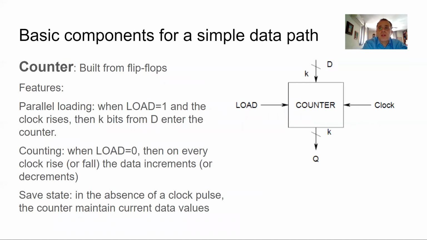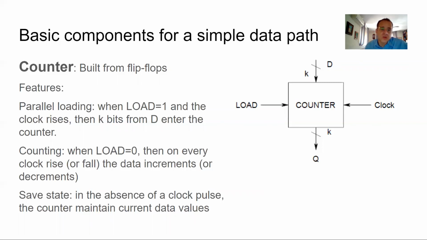Basic components for a simple data path. Well, we're going to need a counter. This data path is going to be a little different from the MIPS one, because it's going to be specific to what our particular job is. We have a counter which is built from flip-flops. What features does this counter have? This is, again, an off-the-shelf counter.